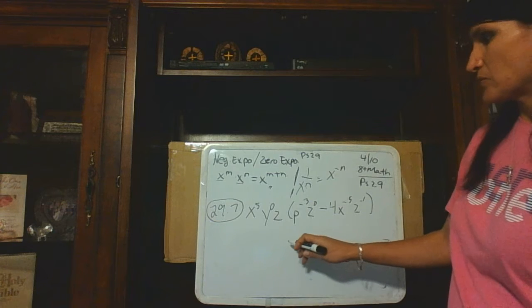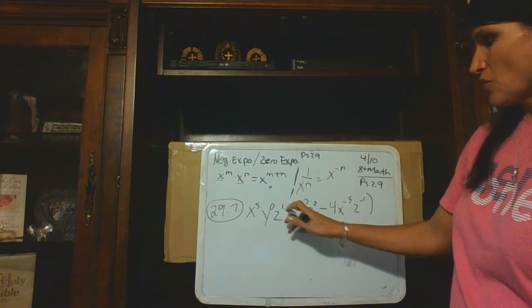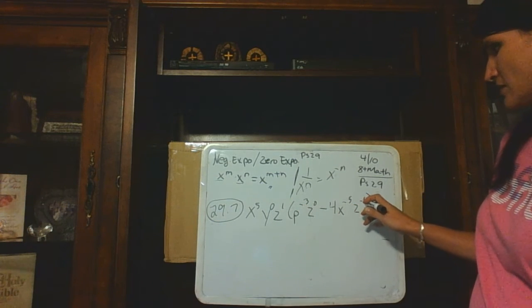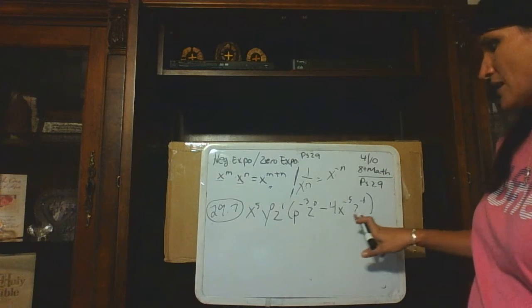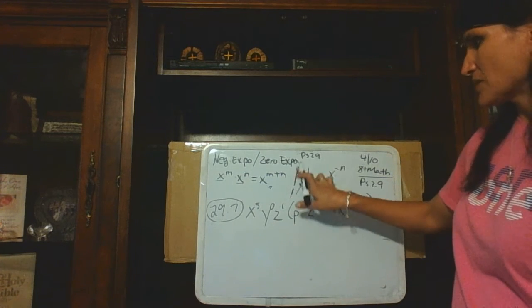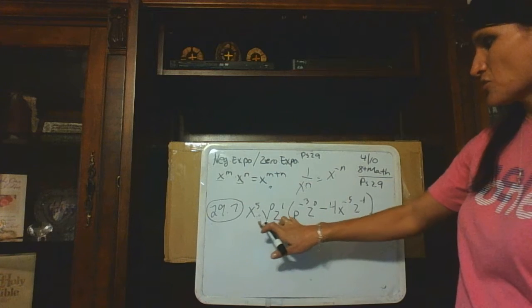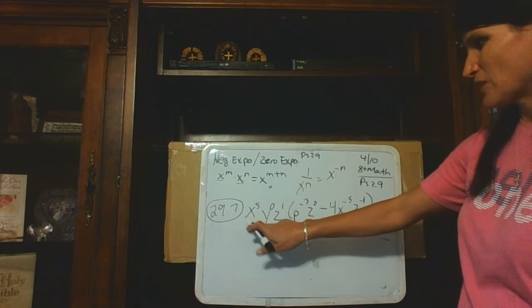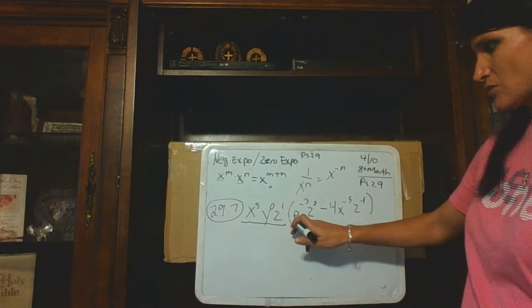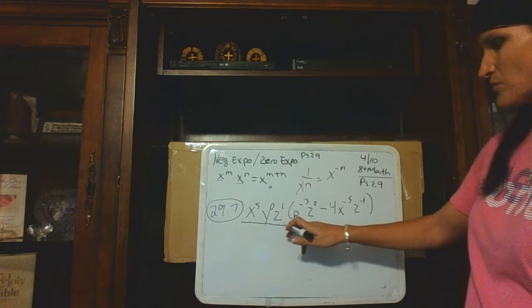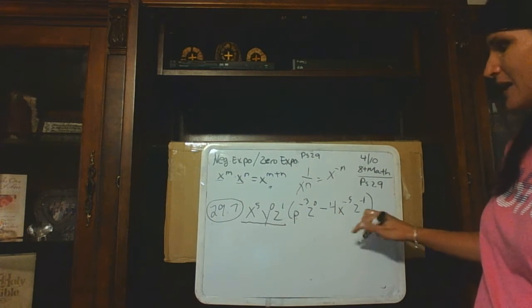That's important to remember. To begin with, let's put a 1 on every variable that does not have an exponent. That is because we're going to remember that the distributive property means we have to multiply this term, the coefficient, we have to multiply it to each term inside.